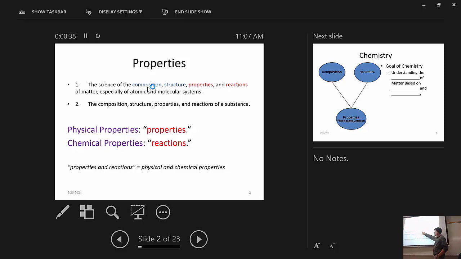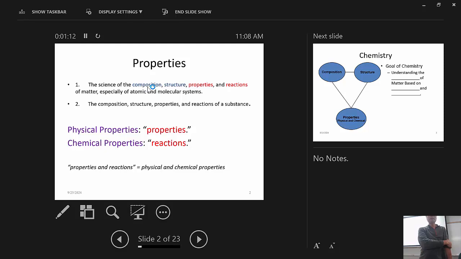Okay, when we think of properties, we have physical properties and chemical properties. Physical properties, normally we just think of a list of physical properties. What are some examples of physical properties you can think of? Ice melting, yeah. So melting point would be a physical property, boiling point, density, solid, liquid, gas. Those are physical properties.